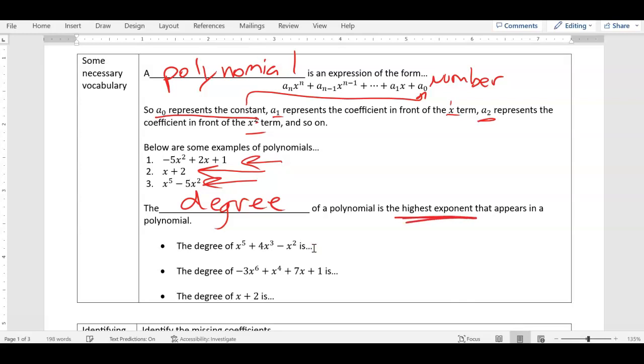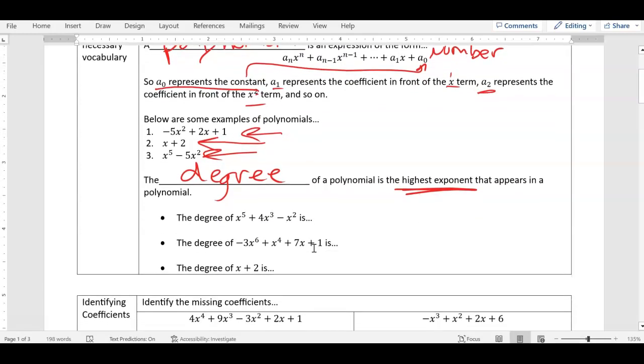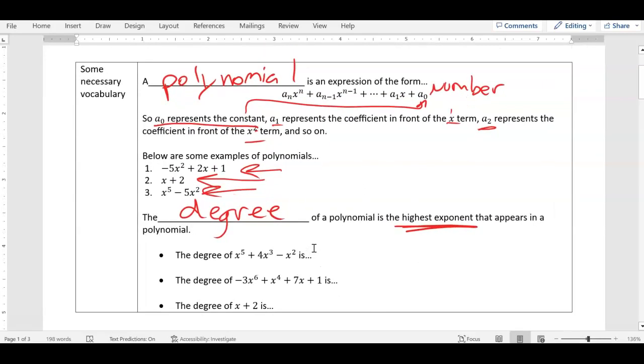Underline that. You doing this? Where's your pencil? Use it. Okay, the degree of a polynomial is the highest exponent. This is not hard. So everybody, tell me, what's the highest exponent of this first one?